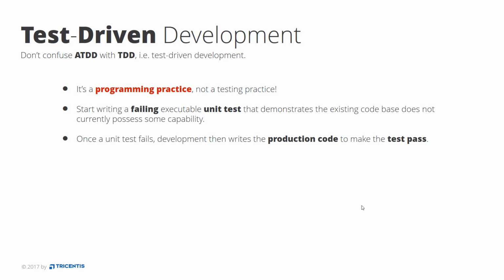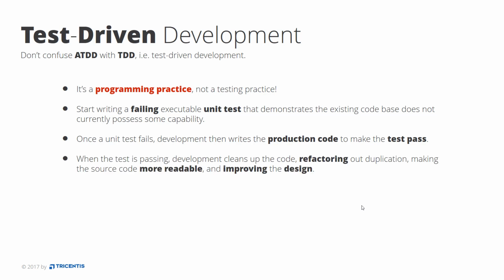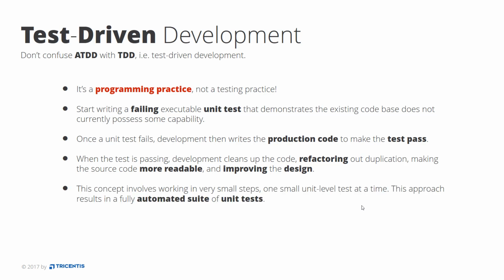So it's really everything about unit testing, and the production code makes this test pass. So when the test is passing, the developer cleans up the code again, refactoring out duplications, making the source code more readable and improving the design. So it really involves working in very small steps, small unit levels at a time, and it results in a fully automated suite of unit tests.